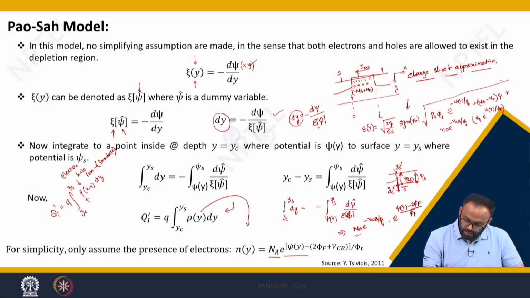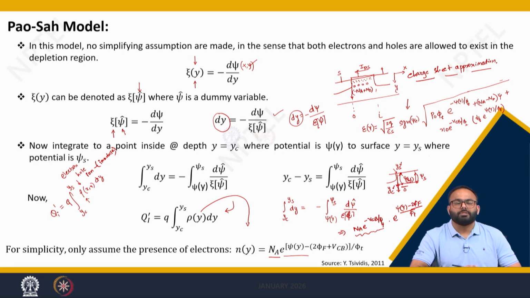Now you can relate with our previous analysis from the 3-terminal MOS, that the electron contribution is actually captured by Vcb by a factor of e to the power of minus Vcb divided by phi t. Let's go further and see how this integration can be solved.